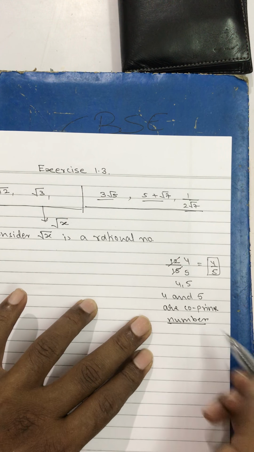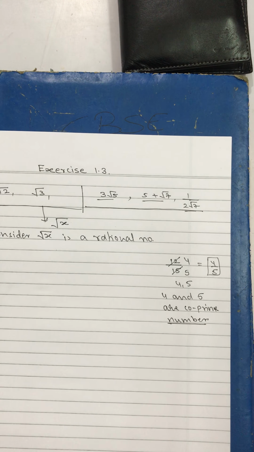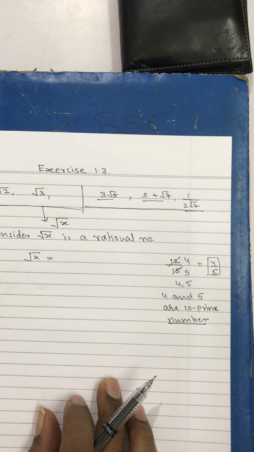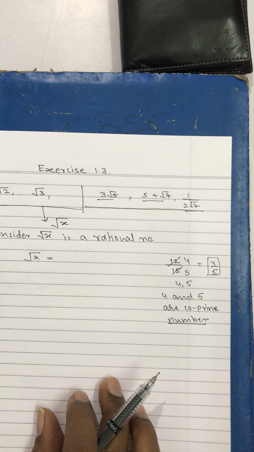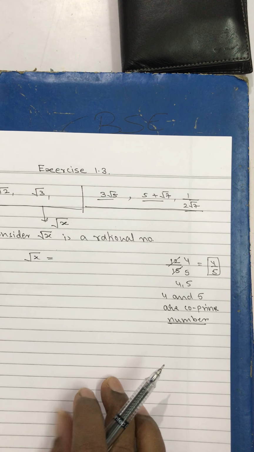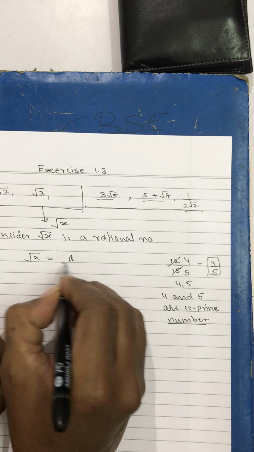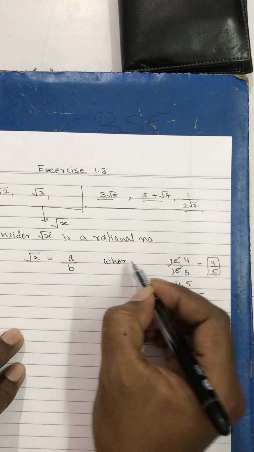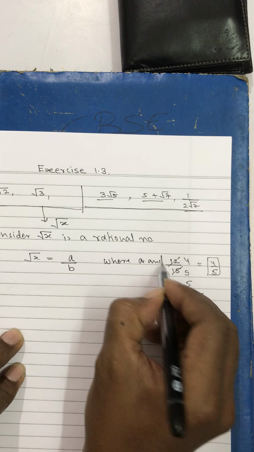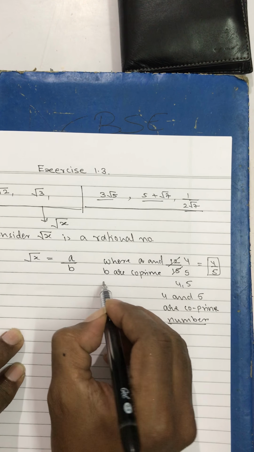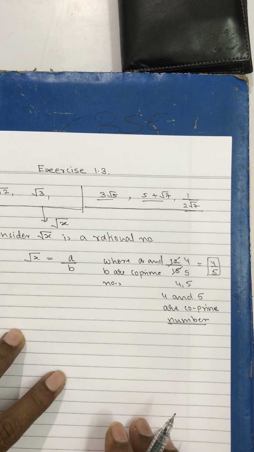And this is what you are supposed to do. Because root x is not a rational number, I have considered it as a rational number. So because I have considered it as a rational number, I can present it in the form of a fraction. A fraction can be any two numbers, a upon b, and you have to consider that a and b are co-prime numbers. And what is the specialty of co-prime numbers?